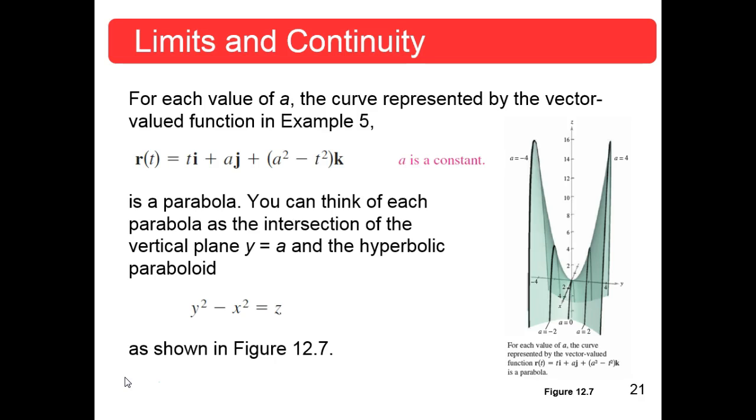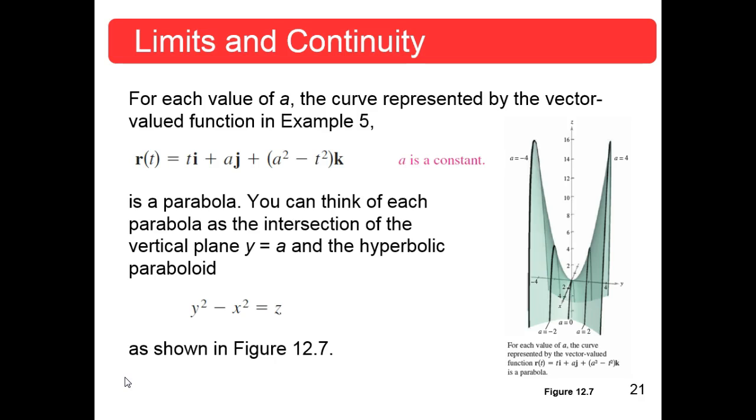So in the xz plane, there's a parabola, there's a parabola, there's a parabola. That's basically a hyperbolic paraboloid. That looks like the shape there, because that's a parabola in every dimension. And in the xz plane, however you cut it, it always forms a parabola. So that is indeed a hyperbolic paraboloid. You think of each parabola as the intersection of a vertical plane with the hyperbolic paraboloid.